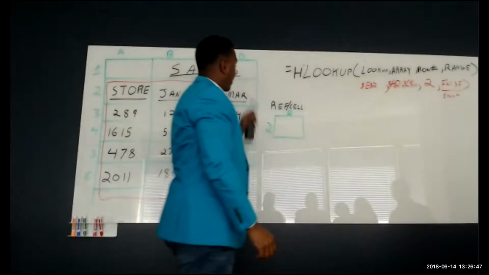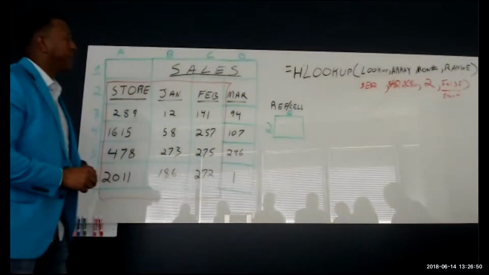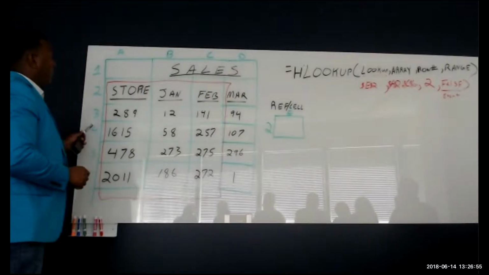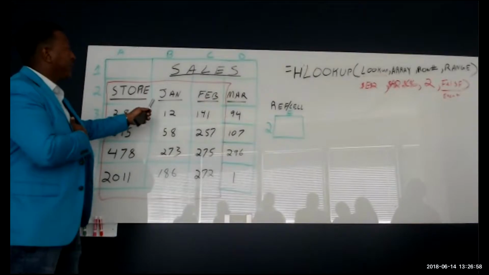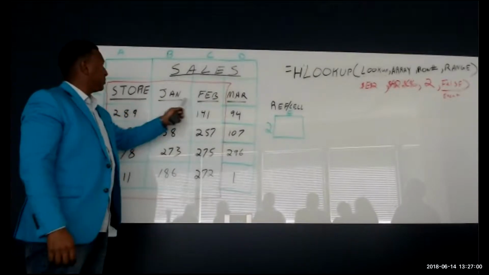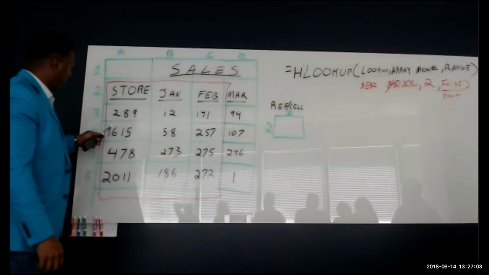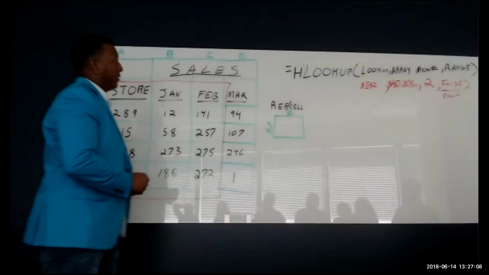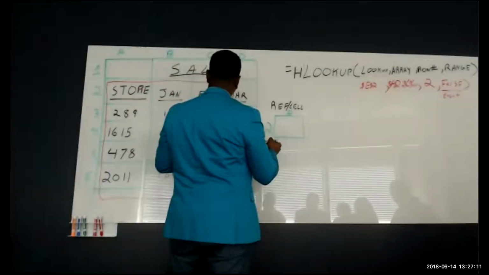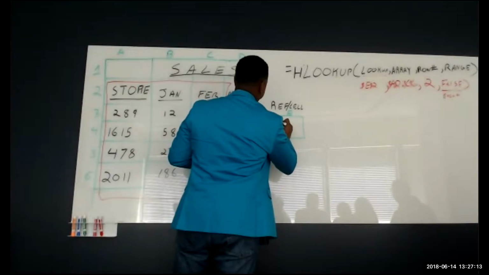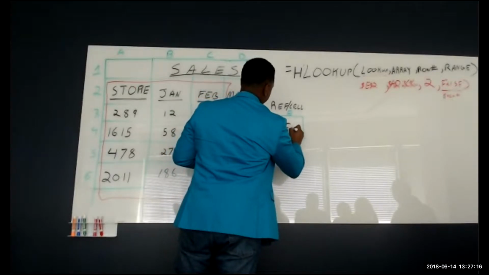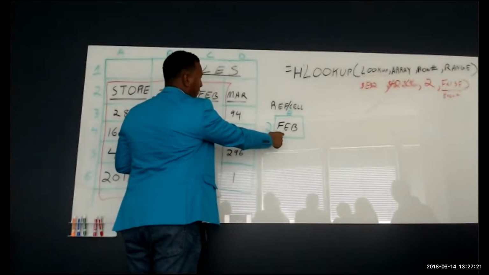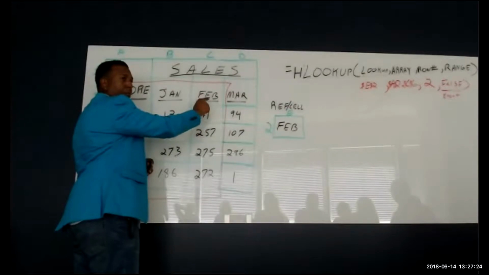So let's walk through an example with the HLOOKUP. This time we're going to make it look for the actual month versus looking for the store number. So if we wanted to know the sales for February, we'll make sure whatever we type in our reference cell matches the heading columns.